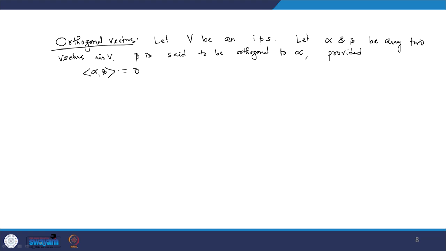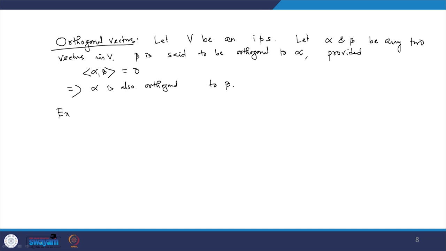So, beta will be orthogonal to alpha provided the inner product of alpha and beta is equal to 0. If the inner product of alpha and beta is equal to 0, then the inner product of beta and alpha is also 0. So, this implies alpha is also orthogonal to beta.